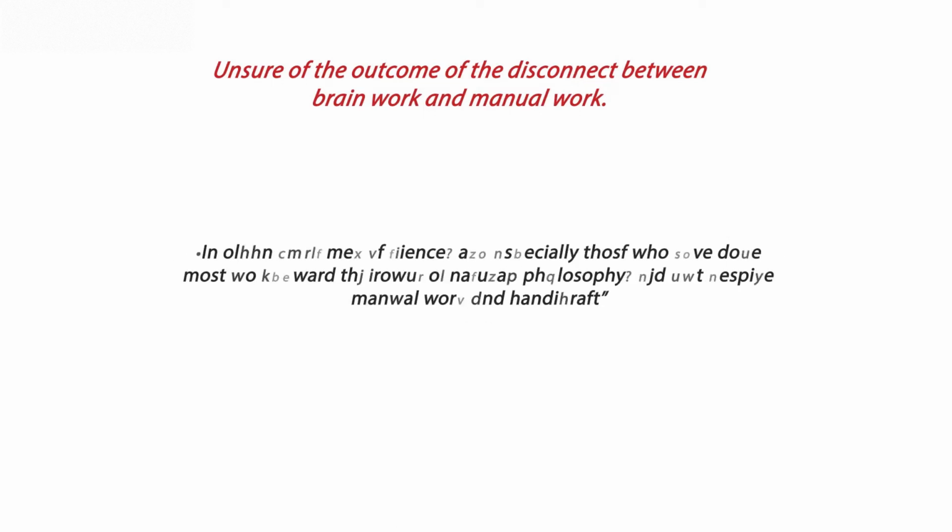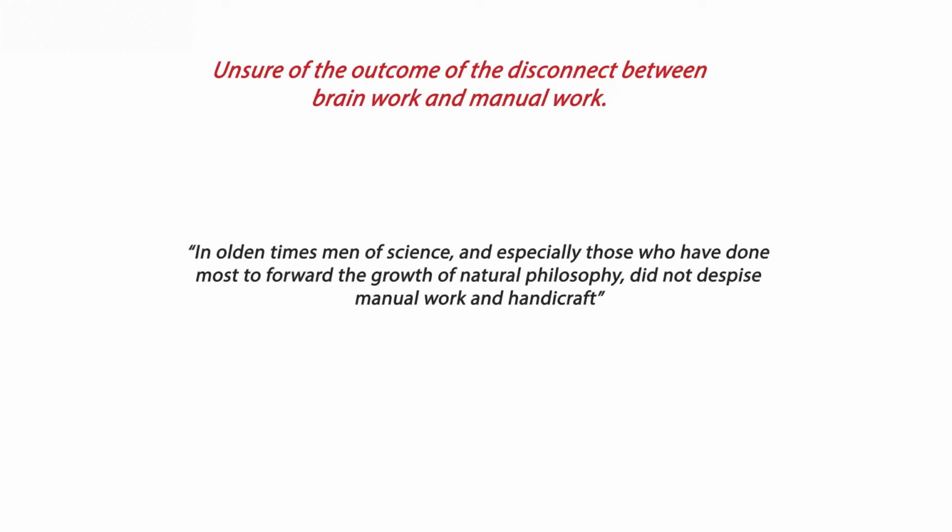It is stated that the author is unsure of the outcome of the disconnect between brain work and manual work. But in fact, he is very sure of the outcome, which is why he wrote the passage in the first place. According to the author, non-cooperation between brain work and manual work will affect the progress of science, industry, and more importantly, humanity. So option E can be eliminated.